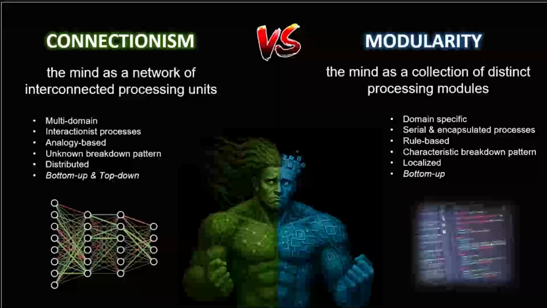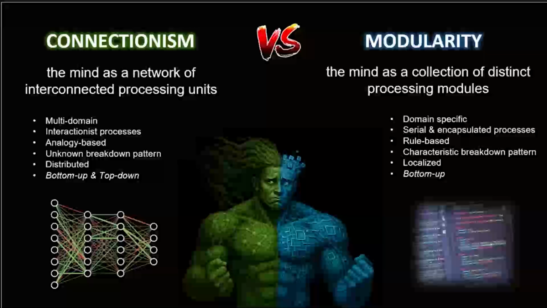And an interesting thing is that if the brain is modular, it will have a characteristic breakdown pattern. That means if one of the modules is destroyed, we will lose one ability, but we won't lose the others, right? And in the connectionist framework, if something is destroyed, one brain area or whatever, we don't know what it will destroy. There's no easy mapping from functions to modules, and there's no characteristic breakdown pattern, okay? So that's an interesting thing.